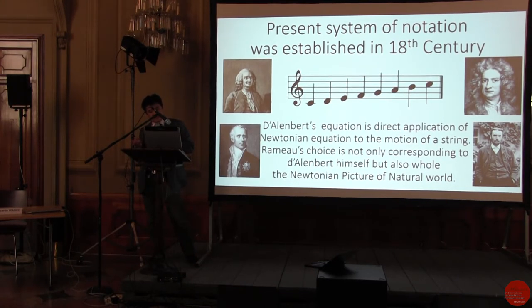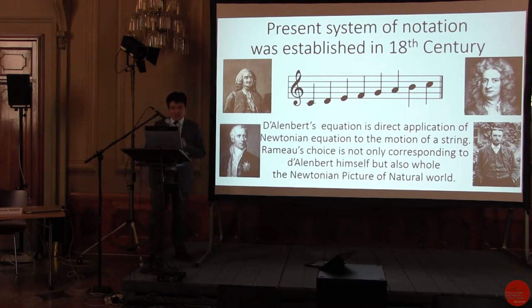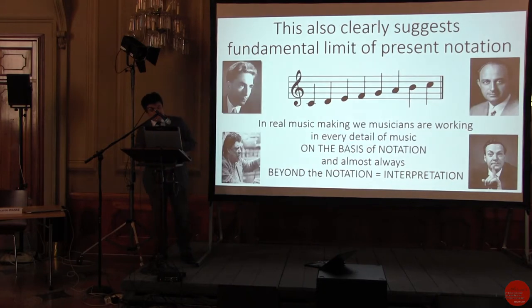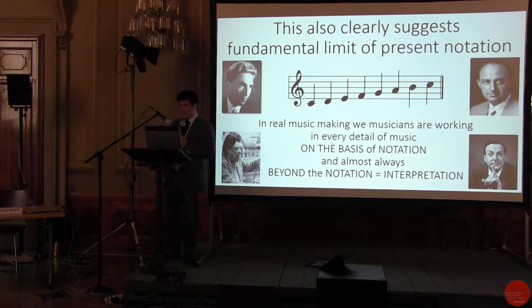D'Alembert made a direct application of the Newtonian equation to the motion of a string. And Rameau's choice corresponds not only to D'Alembert himself, but also to the whole Newtonian picture of the natural world. And it roots still now, in the 21st century. This also clearly suggests a fundamental limit of present music notation. They correspond to D'Alembert and much more.